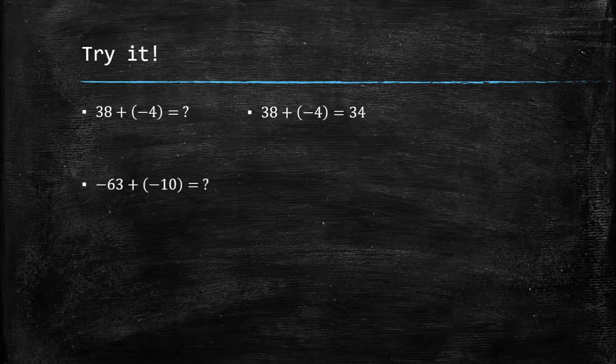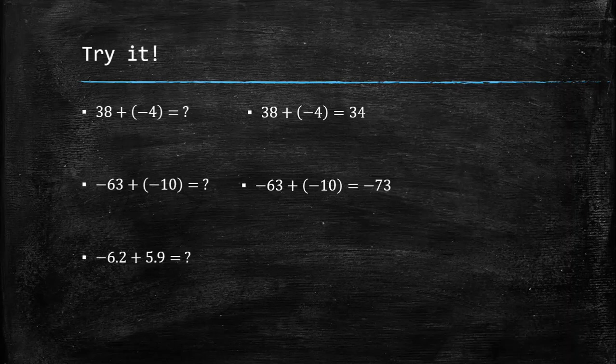Here's a few for you to try. So the first one, we've got 38 plus a -4. These have opposite signs, so we subtract and get 34, and then the 38 is the much bigger absolute value, so we stay positive. -63 plus a -10. These have the same sign, so we add to get 73, and they're both negative, so our answer is -73.